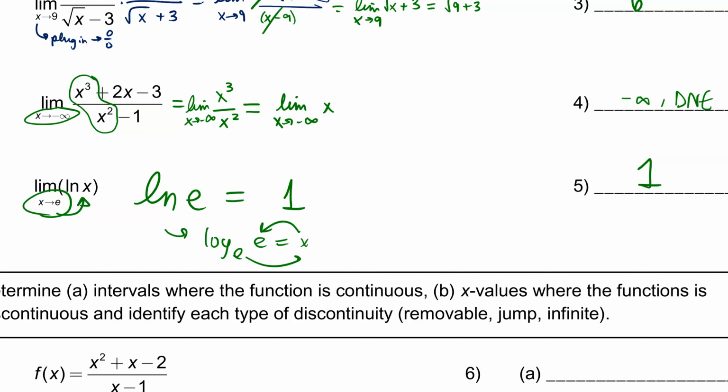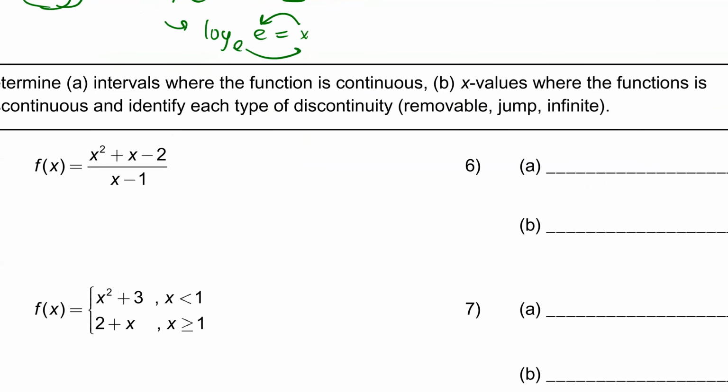Okay, so this is like a general little spattering of limits. So you can always go back and work on the limit stuff. Hopefully this will jumpstart your review.